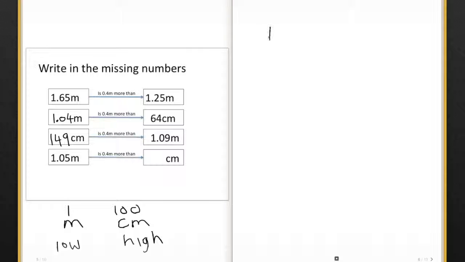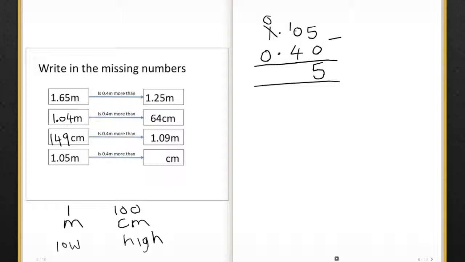So I've got 1.05, take away 0.4, and put a 0 on to make them the same length. 5 take away nothing. 10 take away 4. Nothing take away nothing. Now, that's my answer, but I need it in centimetres.